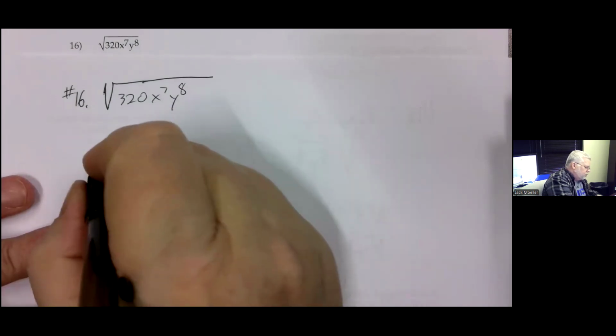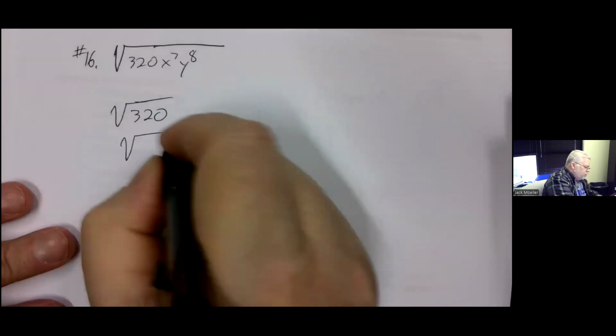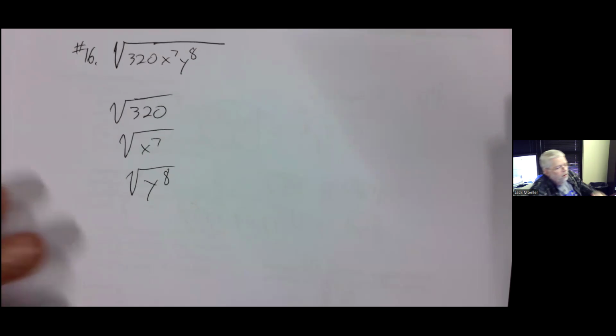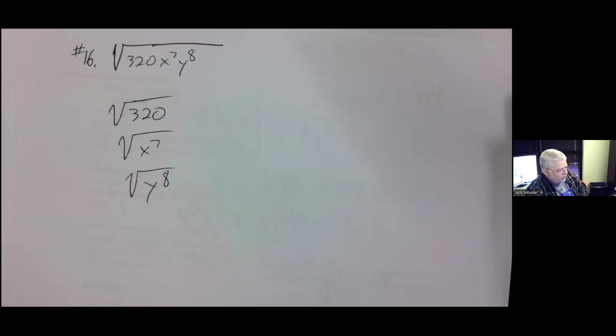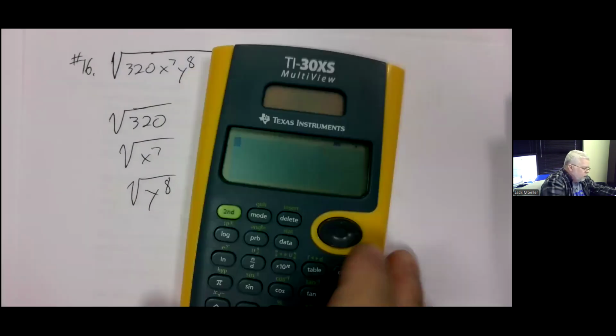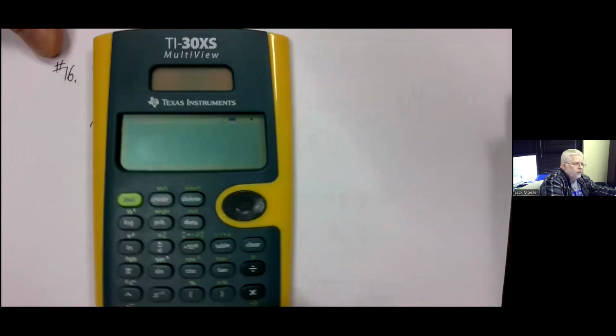So we're going to split this up into 3 parts. Square root of 320, square root of x to the 7th, square root of y to the 8th. All right, now when it gets to your bigger numbers, your triple digit numbers, I don't expect you to know these like I expect you to know your perfect square 2-digit numbers. So let's see what the calculator gives us with the square root of 320.